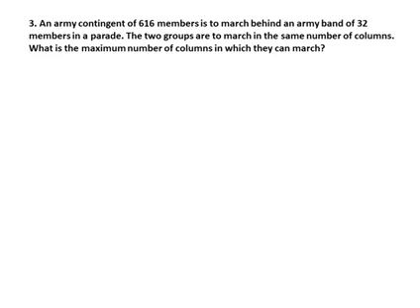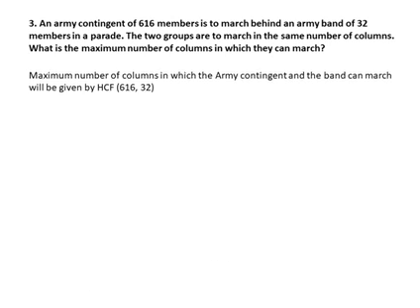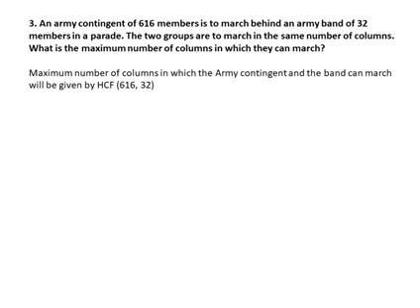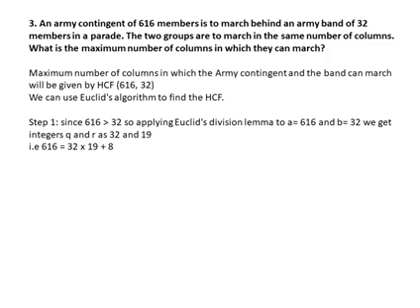Here we are going to find the HCF by using Euclid division algorithm. So first, we need to find which is the greater number, 616 or 32. 616 is greater than 32. By applying Euclid division lemma, we have to express it in the form a = bq + r. Here a = 616, b = 32.